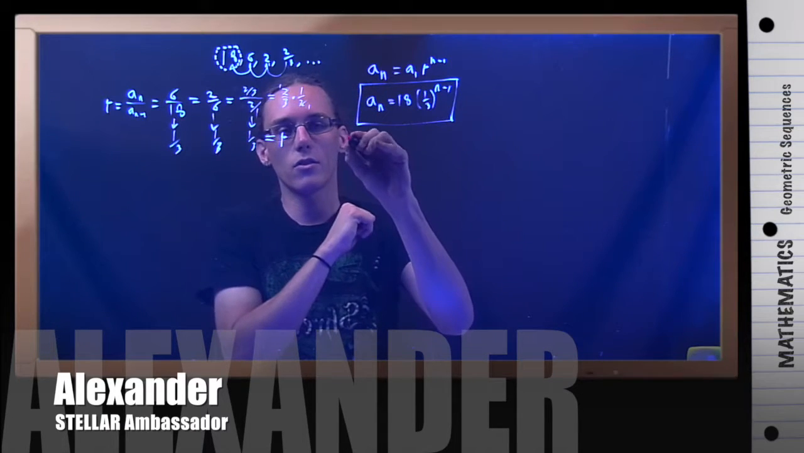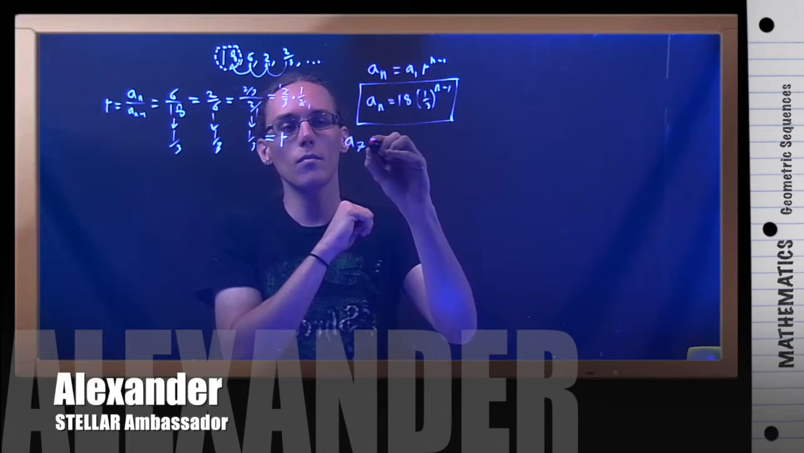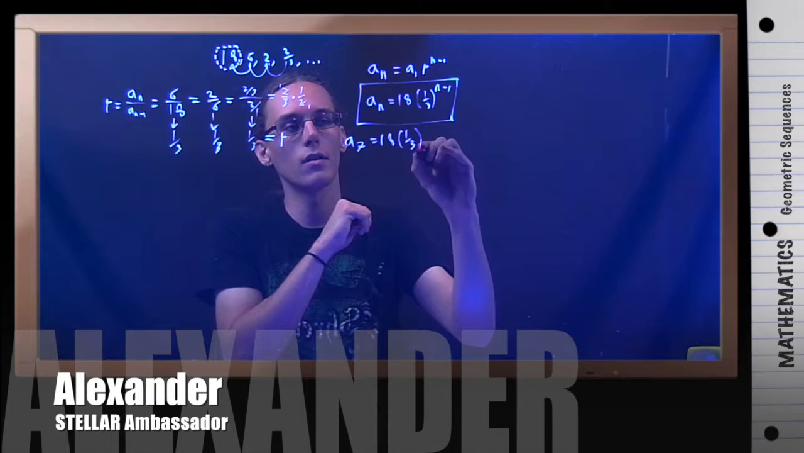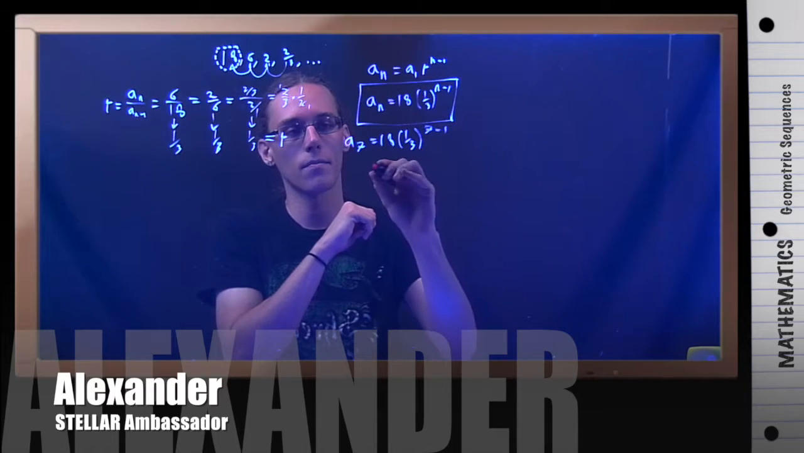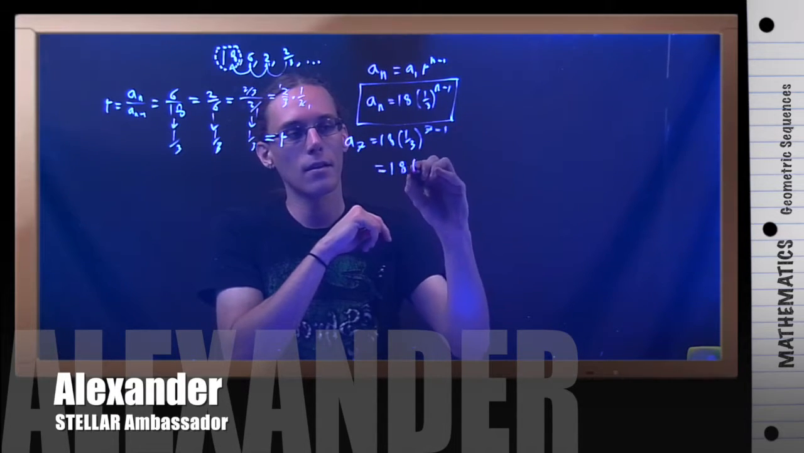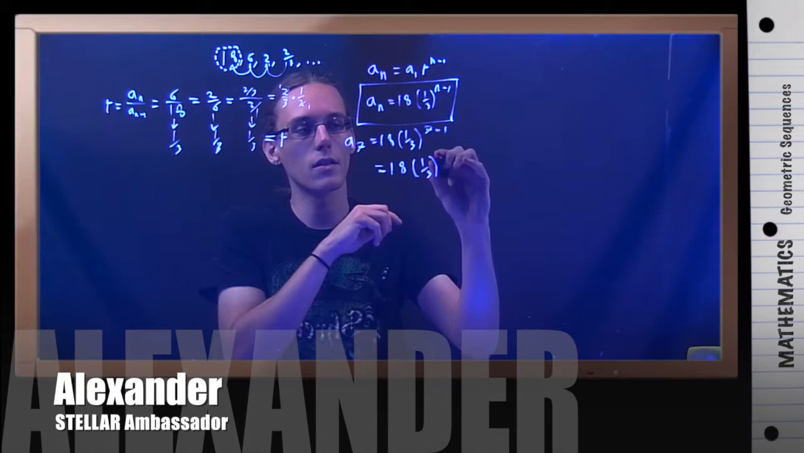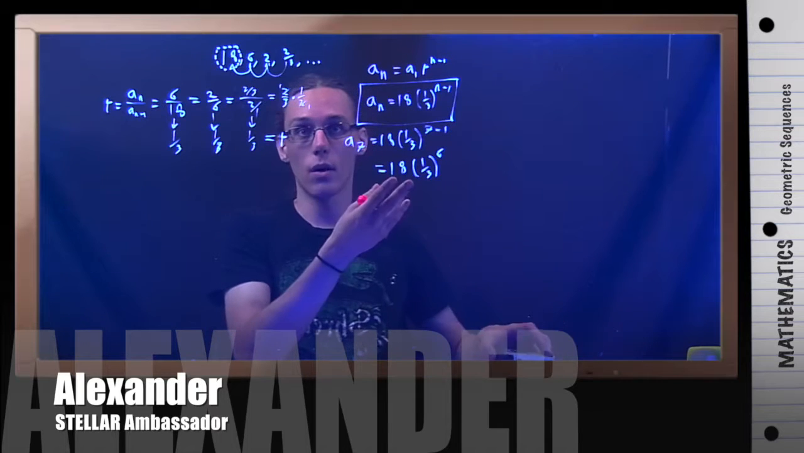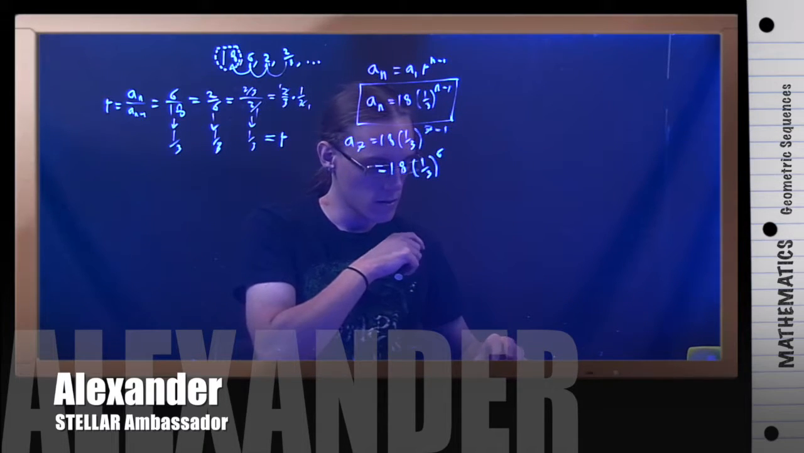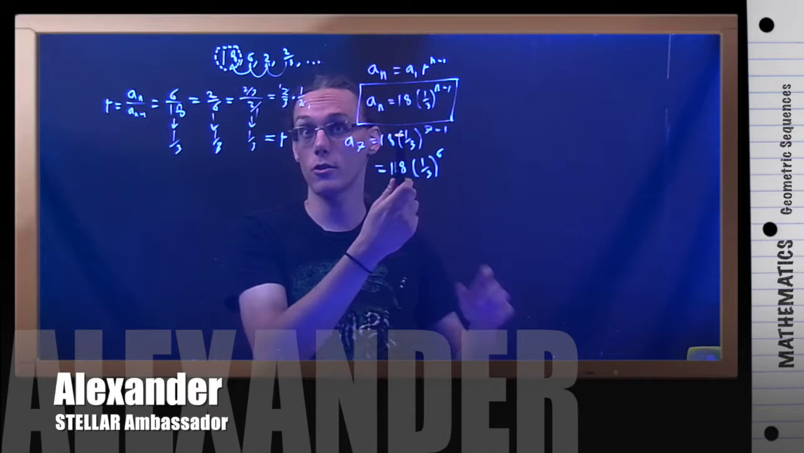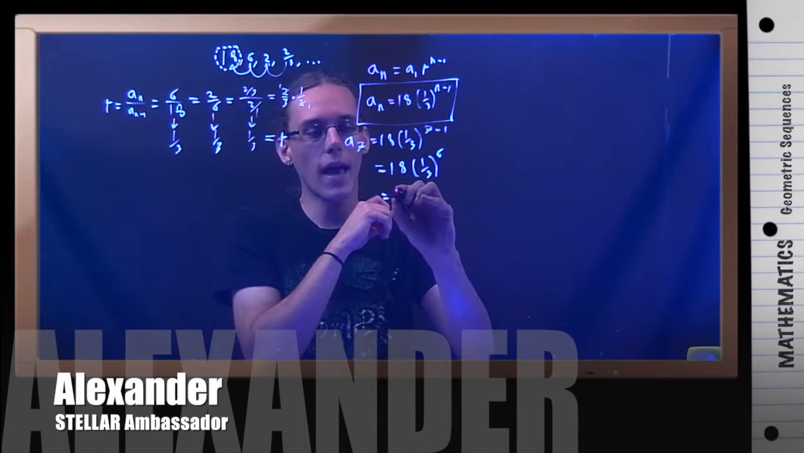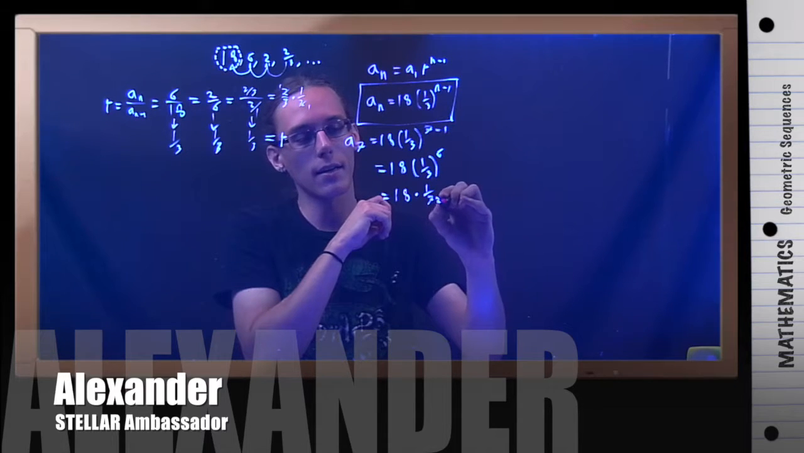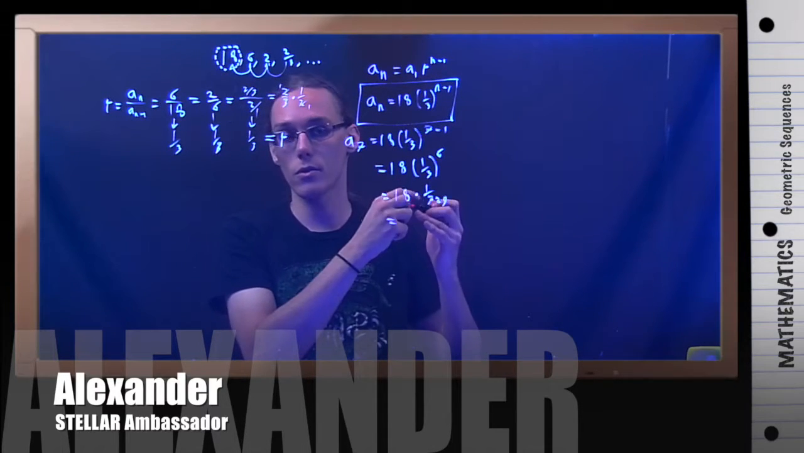So if I want the 7th term, a sub 7, that's just going to be 18 times 1/3 to the 7 minus 1, which is 18 times 1/3 to the 6th. So I'm going to go ahead and do 1 to the 6th is just 1, and I'm going to see what 3 to the 6th is. It's 729. So this is going to be 18 times 1 over 729. I'll go ahead and use the calculator to reduce this.